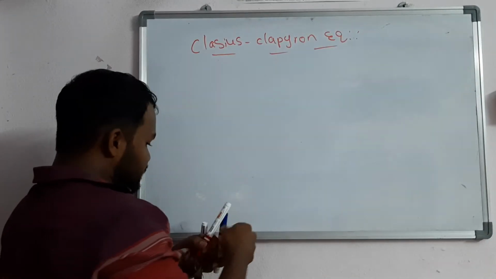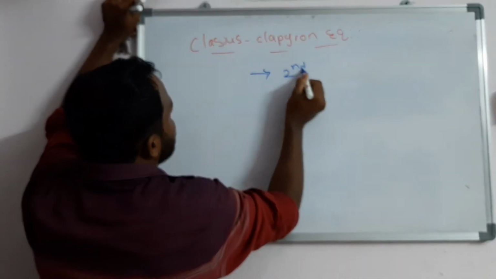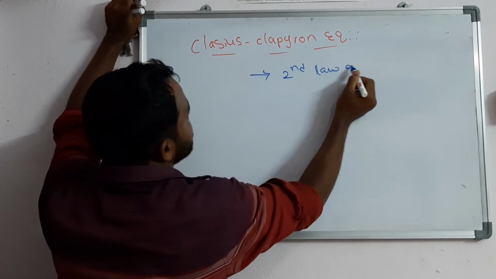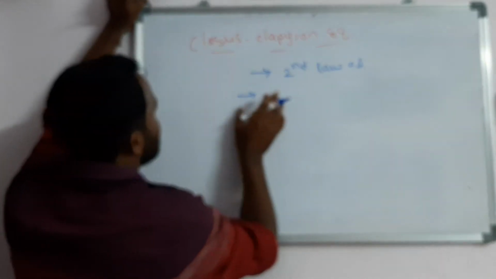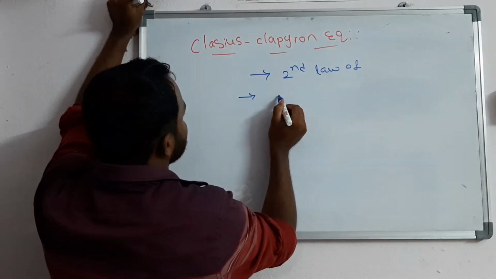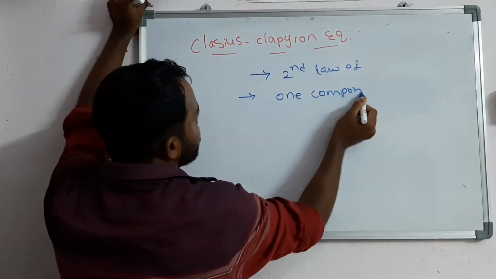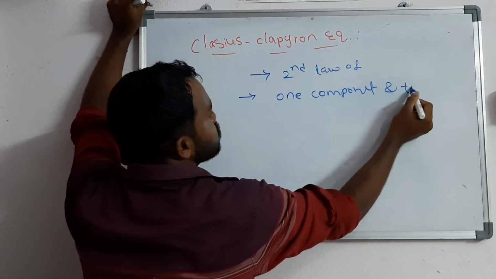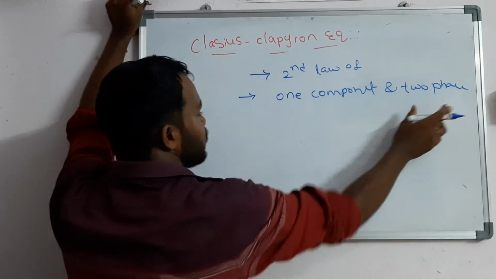So mainly, it is an application of the second law of thermodynamics. The first point is that it is an application of the second law of thermodynamics, and the next point is that it is mainly applicable for a one component, two phase system. Two phase system means only one component should be there and two phases should be there.